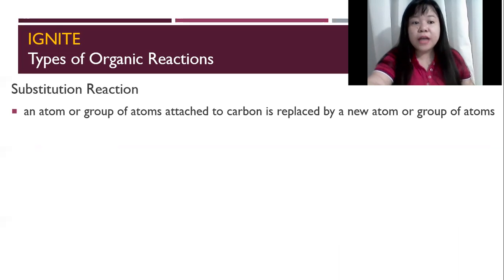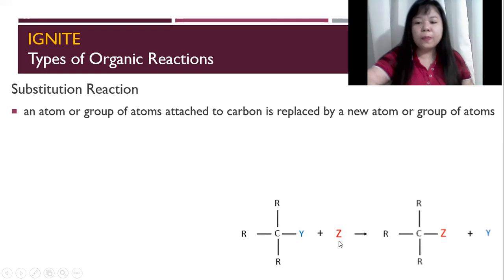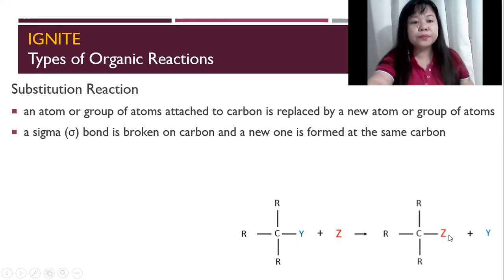So substitution happens when an atom or group of atoms attached to carbon is replaced by a new atom or group of atoms. For example, here we have the general form where Y, initially attached to carbon, will be substituted by Z. So this will be the product. As you can see, it's simply that Z has substituted Y in the original structure.